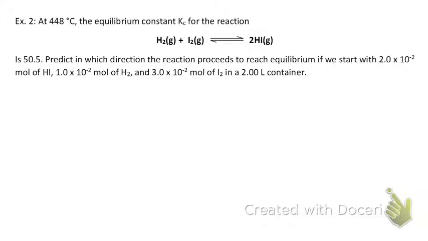Right, so let's do one more example problem. Here we have a reaction that's occurring. Here's the reaction. It's occurring at 448 C. The Kc value is 50.50 at that temperature, and we're gonna predict in which direction the reaction proceeds to equilibrium if we start with these particular moles in a 2-liter container. Okay, so in this case we're actually starting with moles and not molarity. So before we can do anything, we're going to have to convert everything into moles.